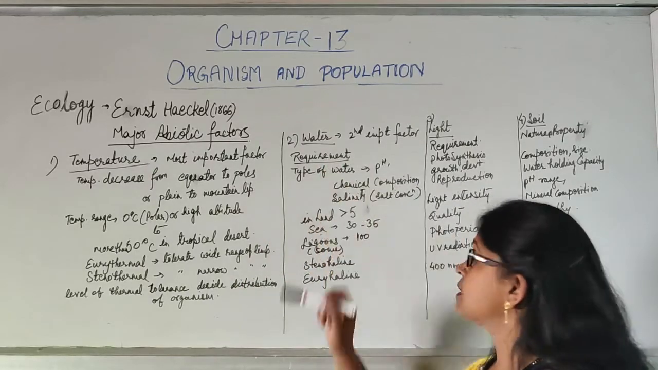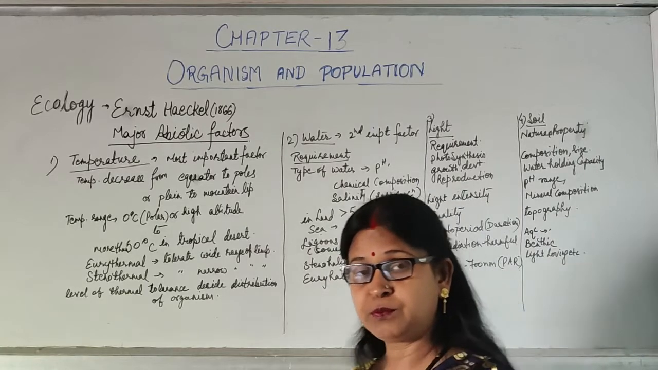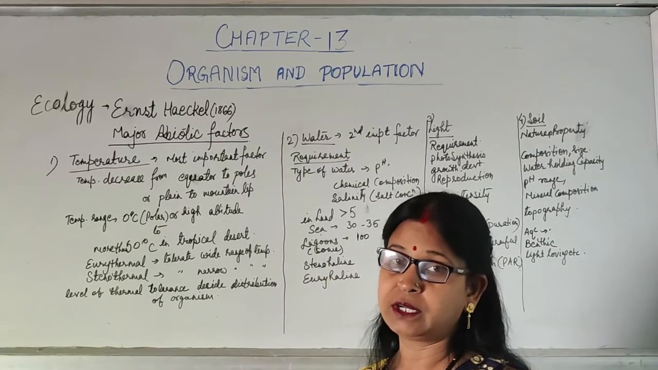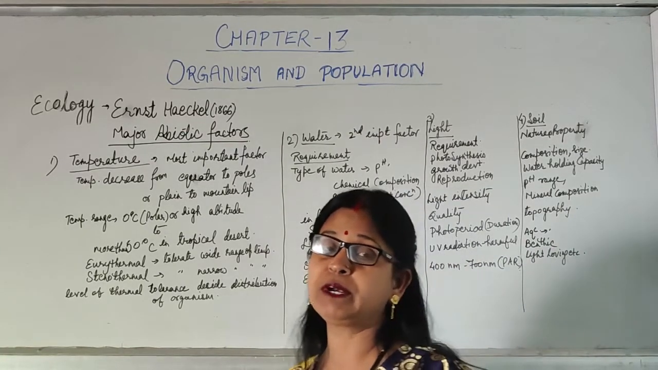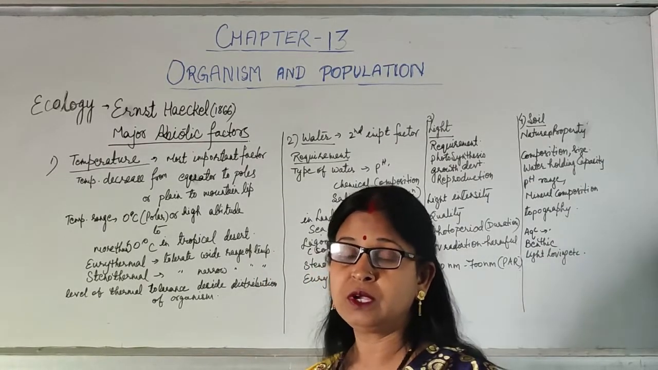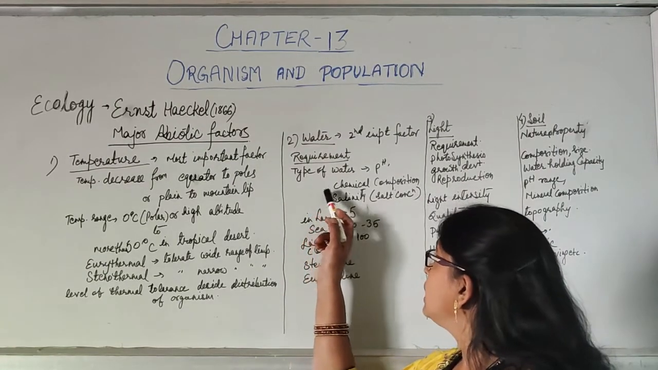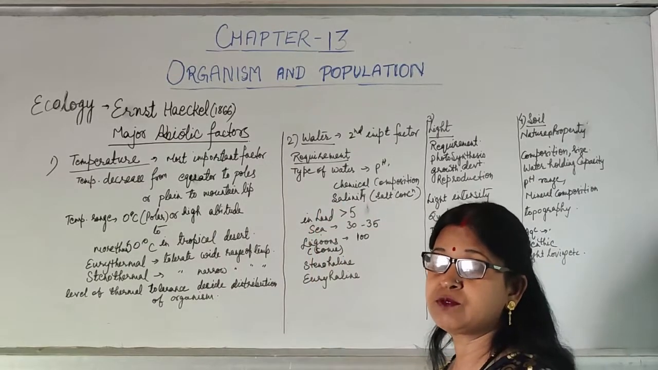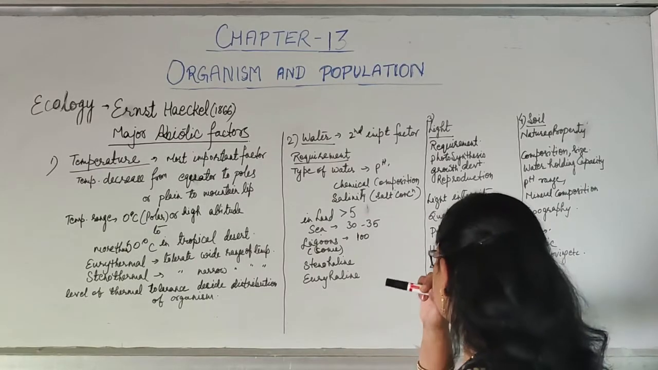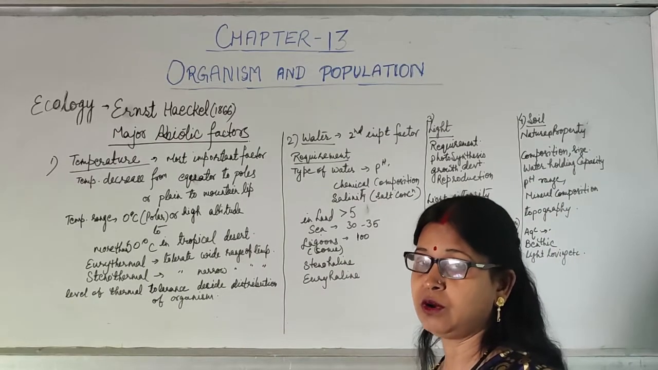Now the second major component is water, which is also a very important factor. Our protoplasm of the cell is about 85 to 90% water. So water is required for different metabolic activities, enzymatic activities, etc. And it is also necessary for the survival of living beings. So water is very important, and the type of water, that means the pH value of water, the chemical composition of water, then salinity, that is salt concentration, all will decide the distribution of the organism.